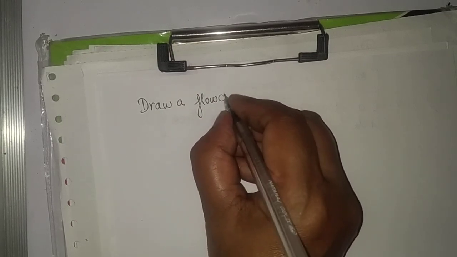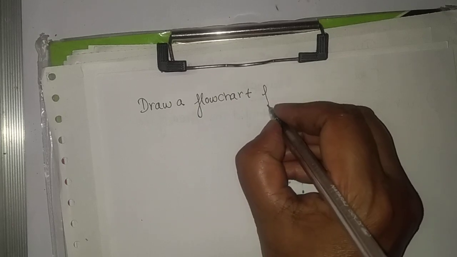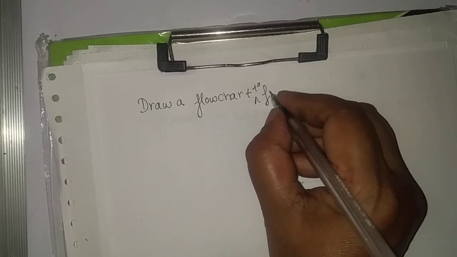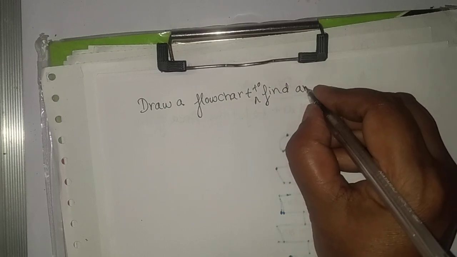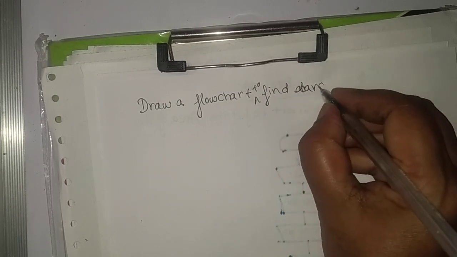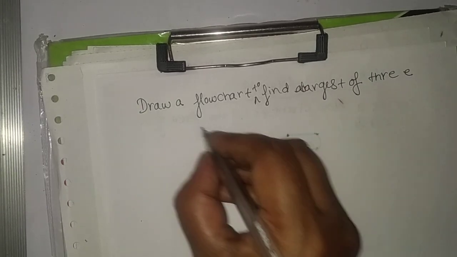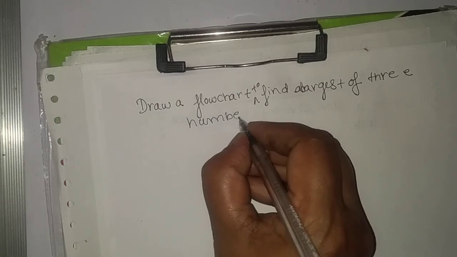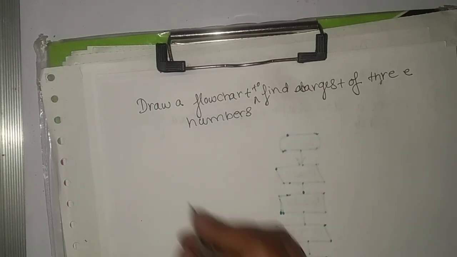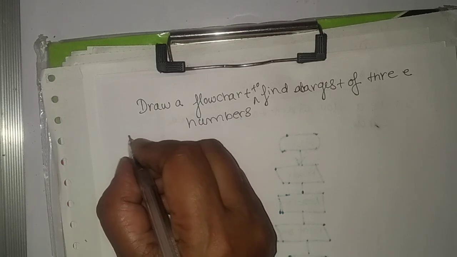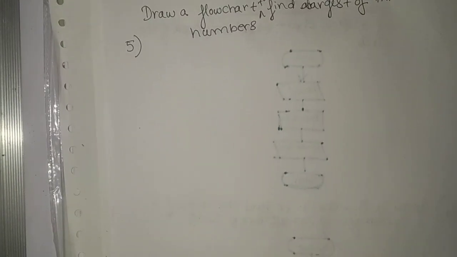So next one, we move on to the last example in our class. Draw a flowchart to find the largest of three numbers. This is the fifth problem, or the fifth example. So we'll see.